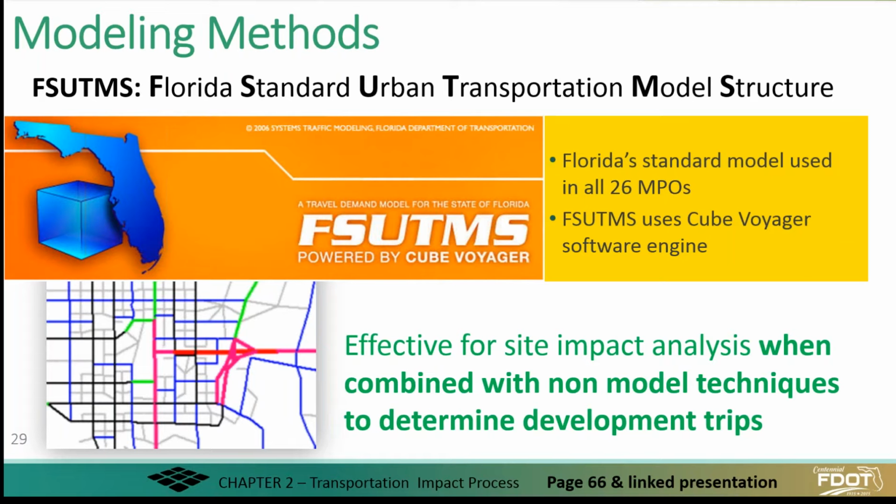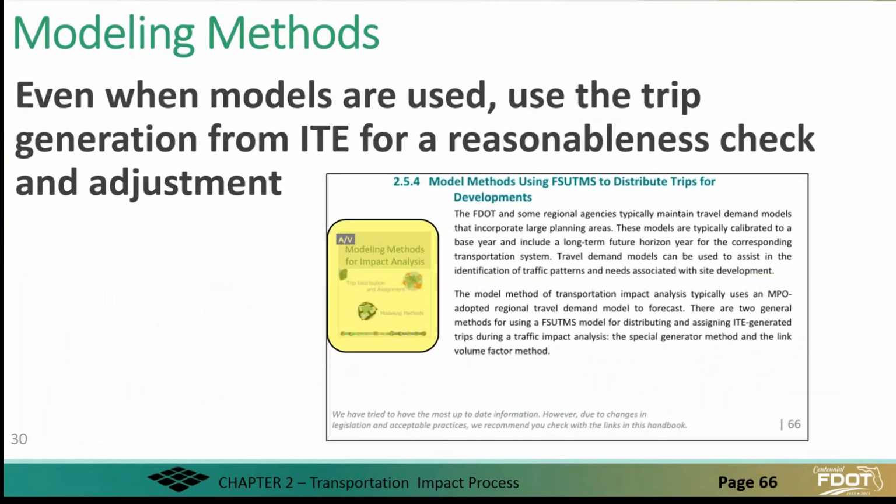These models are used in all of the 26 MPOs in the state of Florida, and FSUTMS uses a software platform called Cube Voyager to actually run the calculations. It's very effective for site impact analysis when it's combined with non-model techniques. And what that means is that the best application of FSUTMS for site impact is a combination of some manual calculations and then using the traffic model, the computer, to do the heavy lifting for you. And that is the approach we will cover in more detail later on.